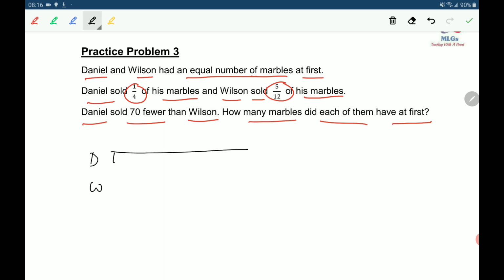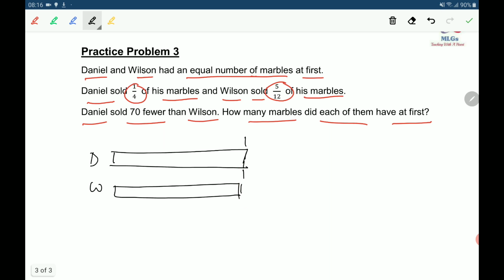So how do you draw a model with equal number? 2 equal rectangles. Okay, there is your equal number already. And when there's an equal number, there is a dotted line that I would like to use to show equal concept. Every time there's something equal, I would like to use a dotted line to show that when you draw the rectangles, they are until the dotted line and they are equal. Okay, Daniel sold 1/4 of his marbles, which means that Daniel has 4 and he sold 1 box.